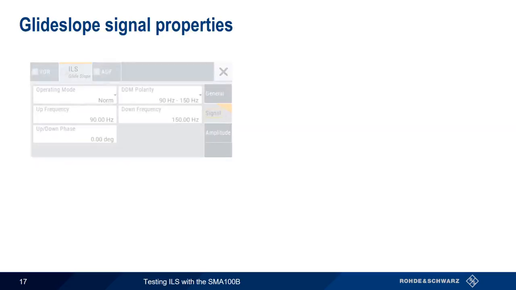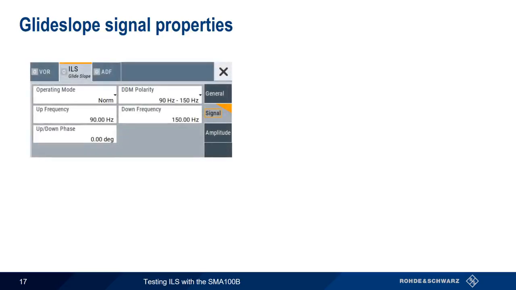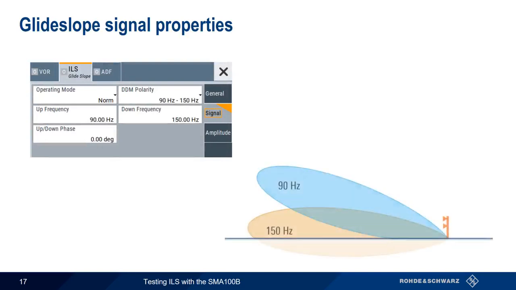The Glideslope signal properties work the same way for Glideslope as they do for localizer. They allow you to change the frequency of the two lobes, turn one of the lobes off, and change both the phase between the lobes, as well as define the DDM polarity. Again, these are completely analogous to the signal parameters for localizer.